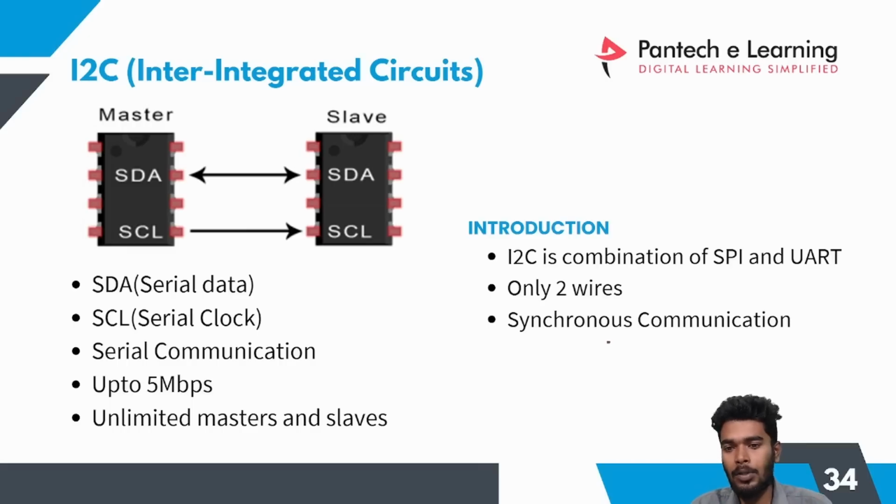I2C is a combination of SPI and UART communication. It was developed later, after SPI and UART, so they have rectified the problems of those two communications. It is a synchronous communication. What is the difference between synchronous and asynchronous communication? Synchronous means it uses clock pulses for transferring the data. Asynchronous mode transfers the data without the clock pulse.